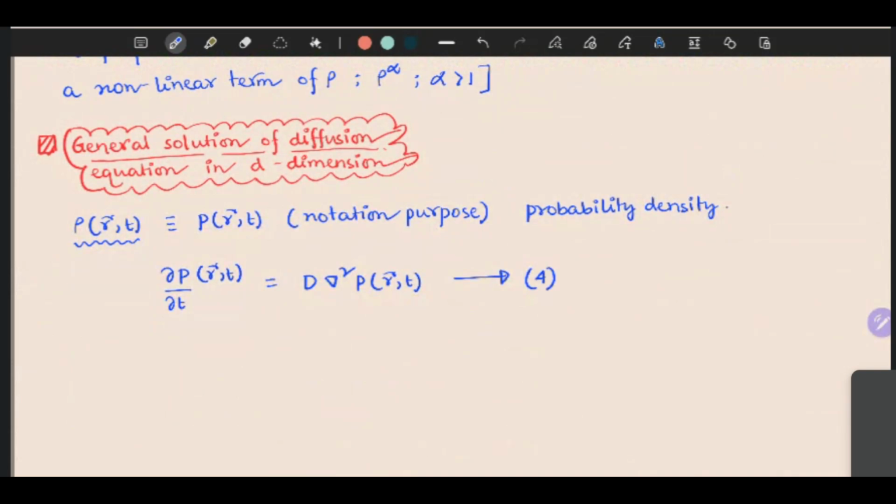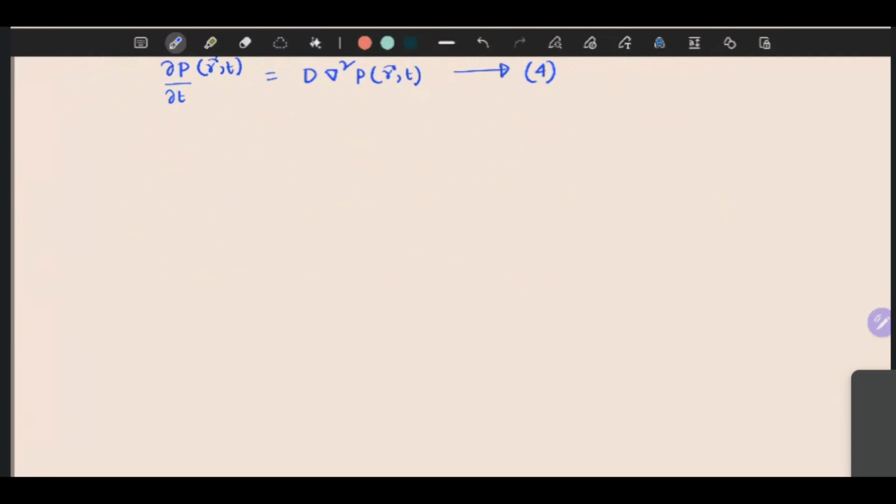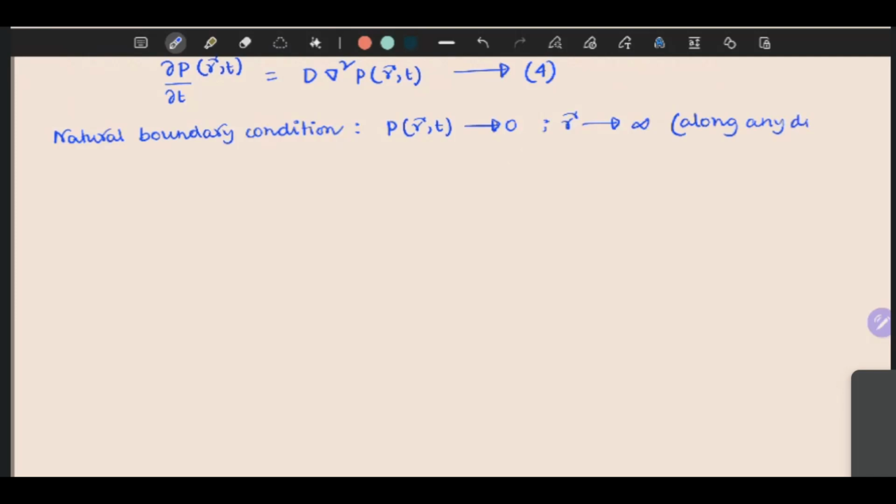Now first we understood that we need to specify some initial condition for this. So first things first is the natural boundary condition. The natural boundary condition is that the probability density becomes 0 at the boundary of this system, let's say when r tends to infinity along any direction, this should be 0.